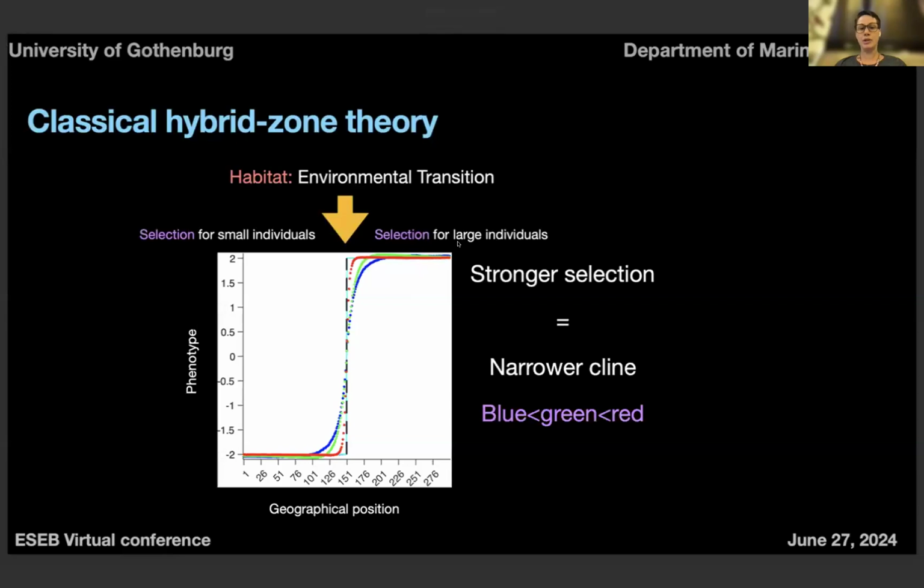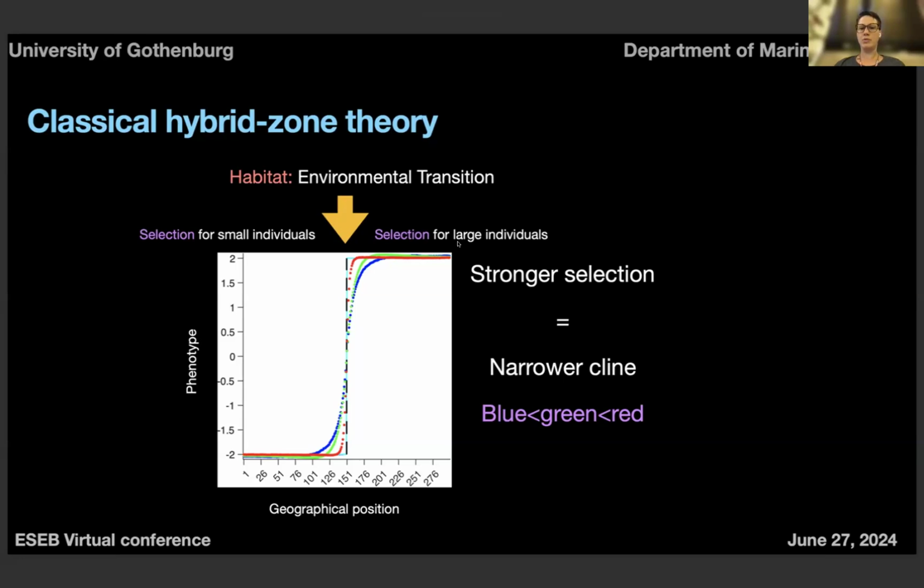And a very well-established theory here is that if we strengthen selection further, but keep the migration rate the same, we will have sharper clines, or a stronger barrier to gene flow between these extreme types at the ends of the hybrid zone. That's all very well known.